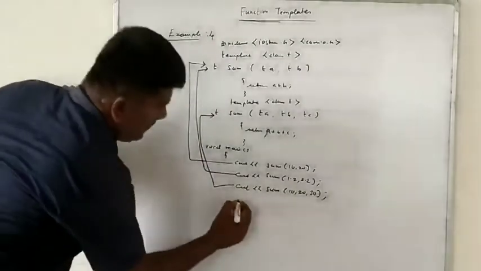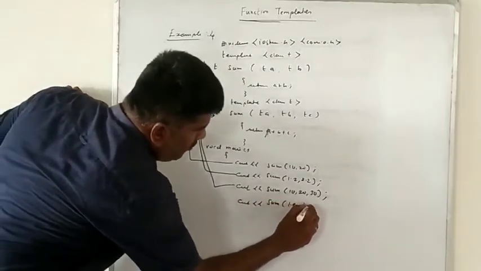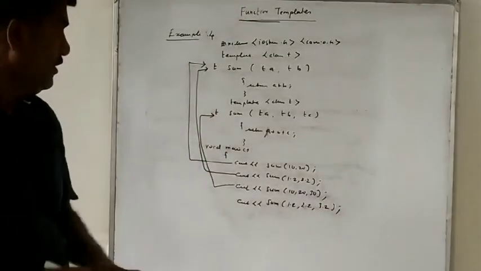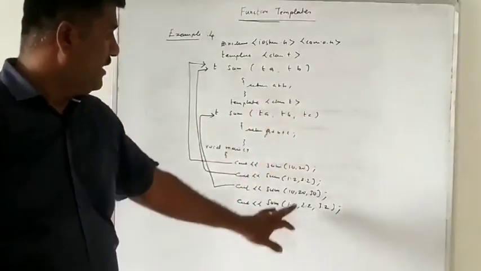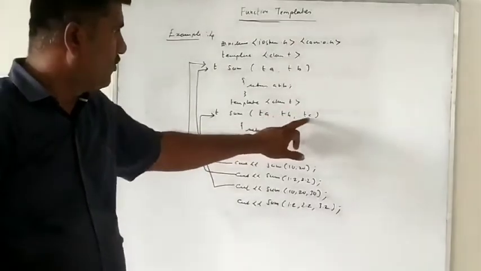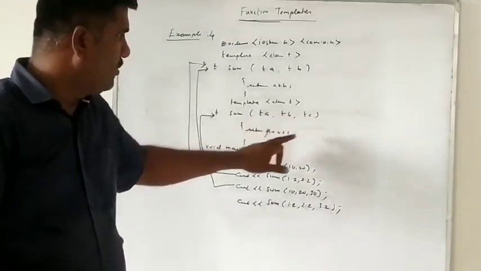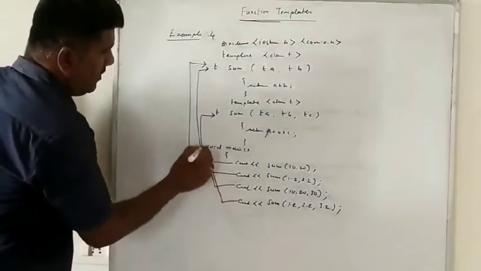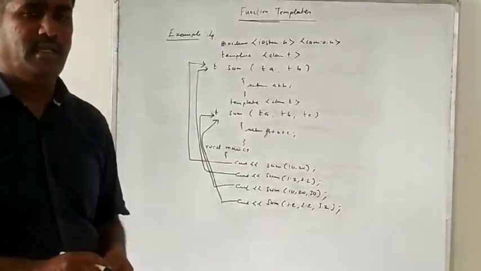So next, cout sum of 1.2, 2.2, 3.2. So how many parameters are passed? 1, 2, 3. It is a floating type, so float A, float B, float C. So 1.2, 2.2, 3.2 is finally written as float. So for this function call, this template function is invoked.